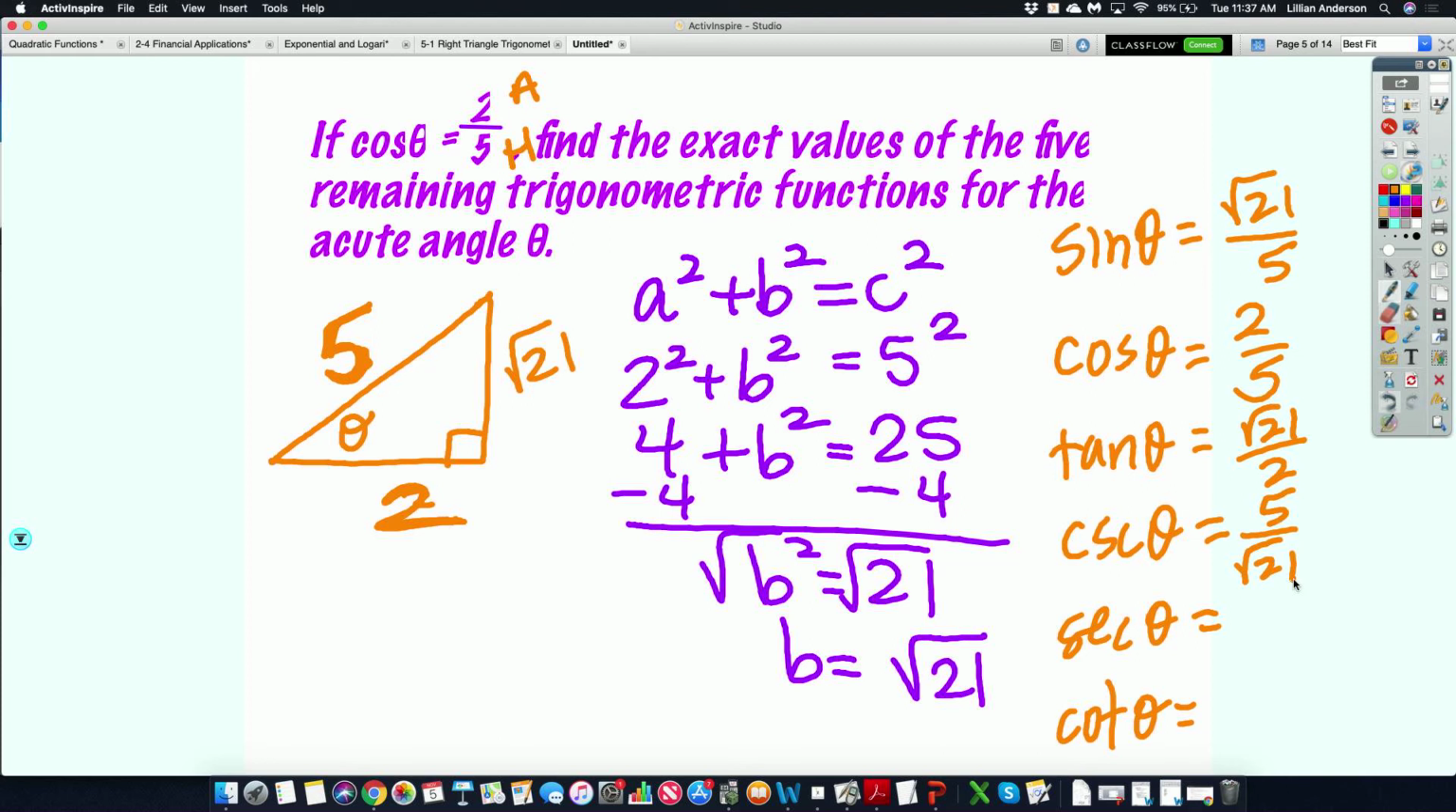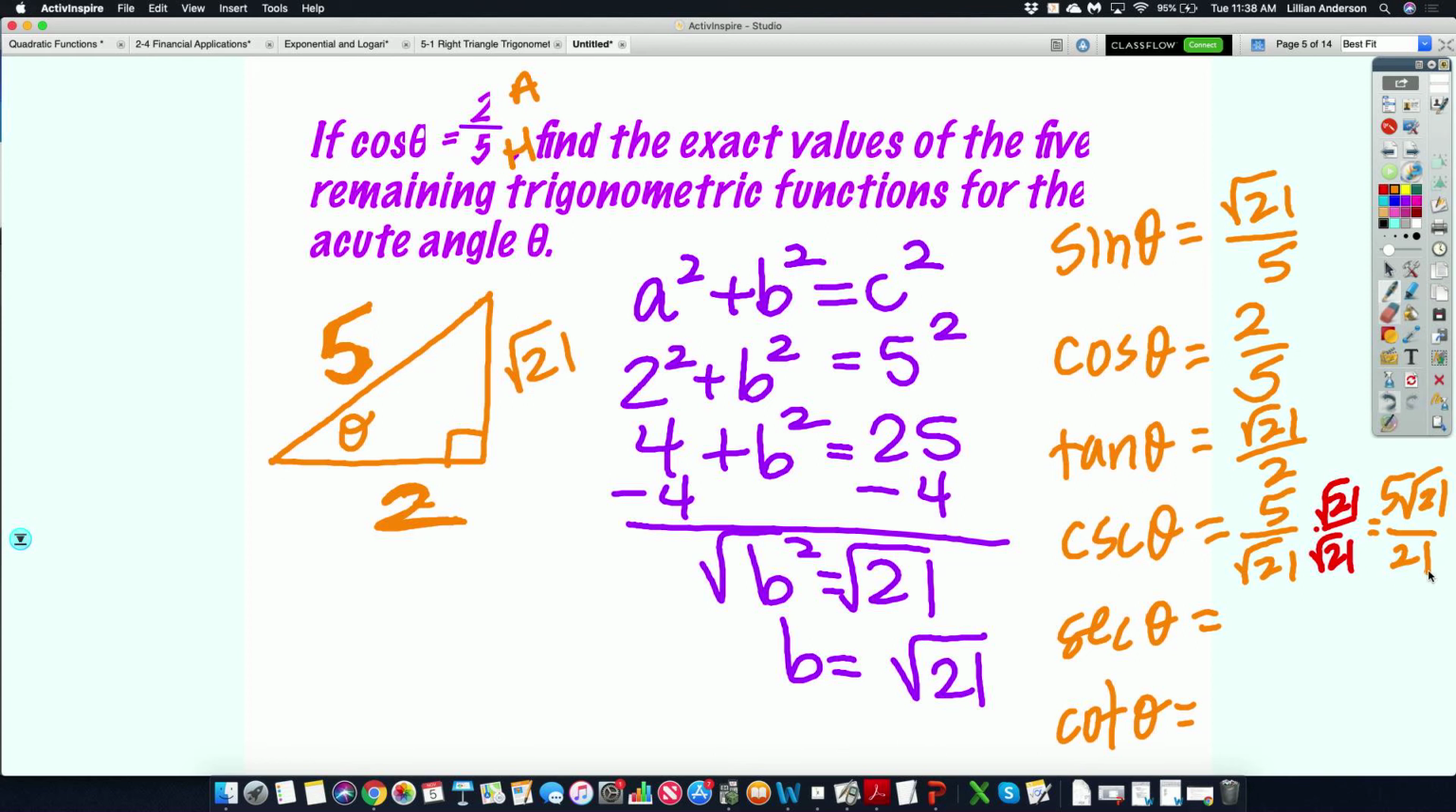Can we have a square root in the denominator? No. How do I get it out of the denominator? What do I need to do? Multiply the top and bottom by that square root. Once we do that, we just multiply straight across. That's going to give me 5 square root of 21 over 21, because the square root of 21 times the square root of 21 is just 21. Make sure you rationalize your denominators. Also make sure that you reduce your fractions. When you're finding your exact values for these 6 trig functions, if the fraction can be reduced, you reduce it. Okay?